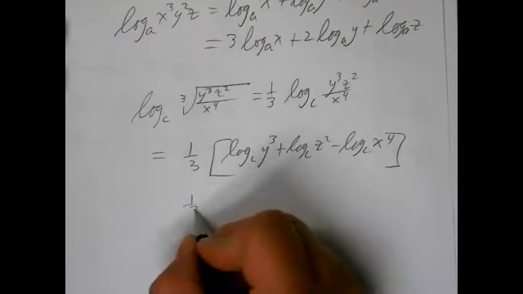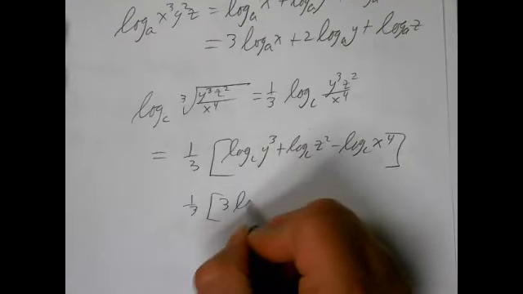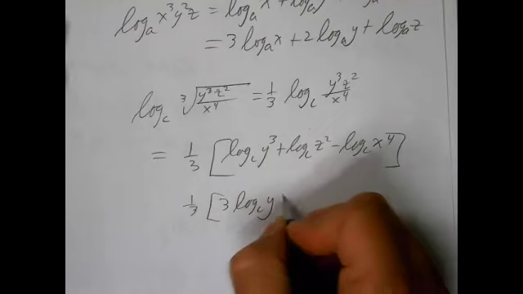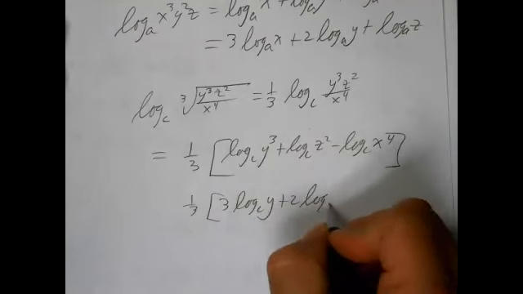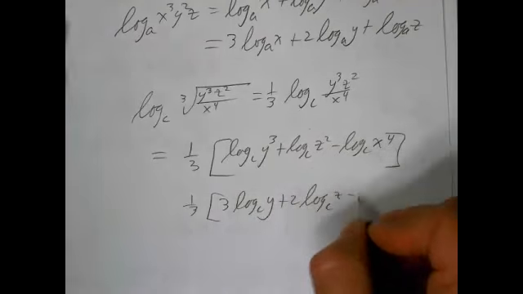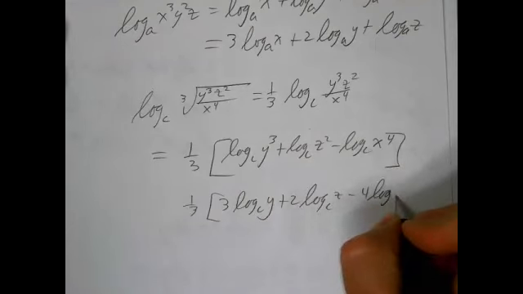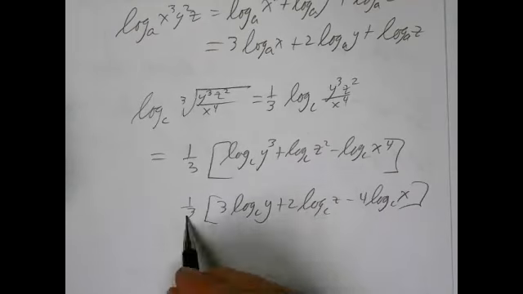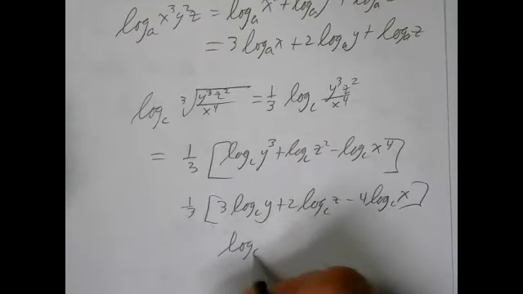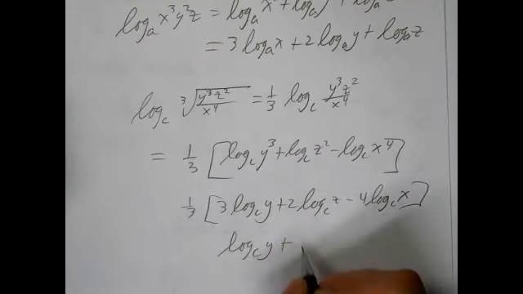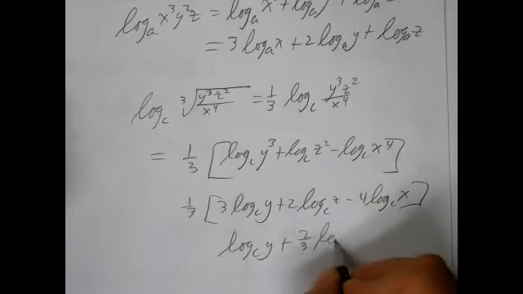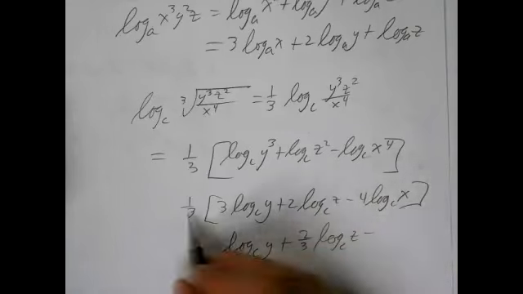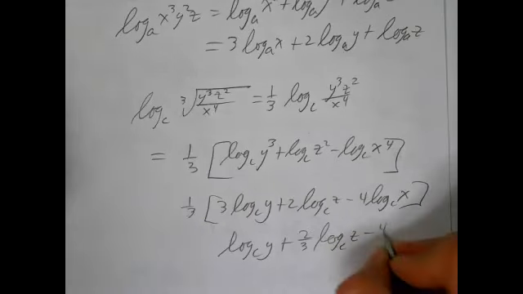So we have a 1/3, 3 log base c of y plus 2 log base c of z minus a 4 log base c of x. Then you can distribute the 1/3. 1/3 times a 3 is a 1. 1/3 times 2 is a 2/3. And 1/3 times 4 is a 4/3.